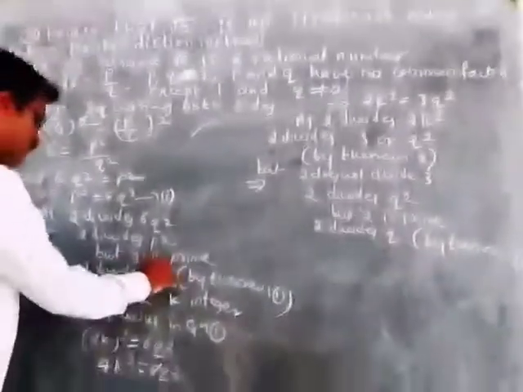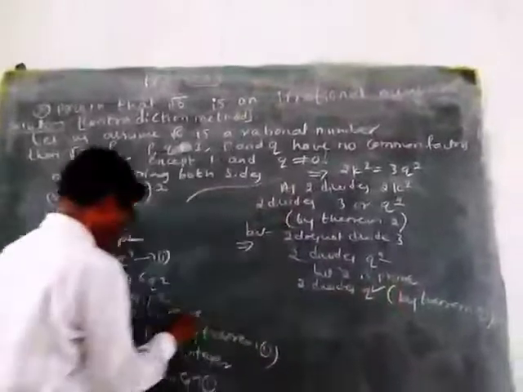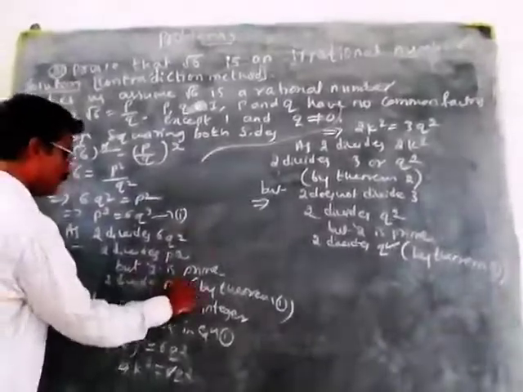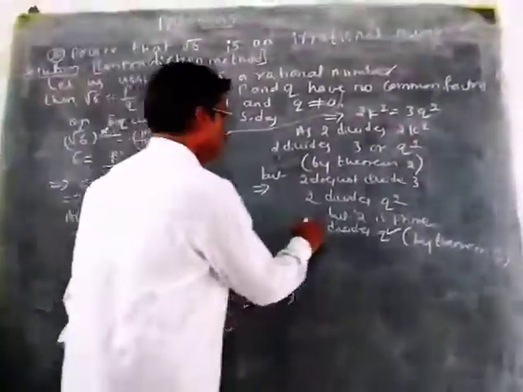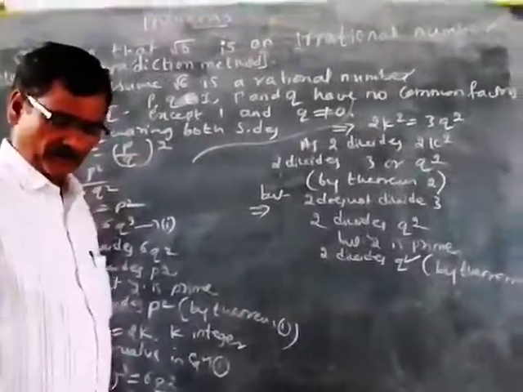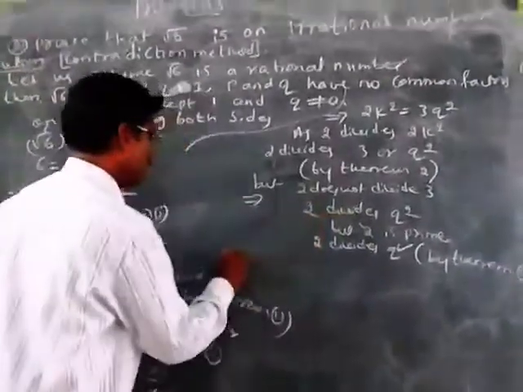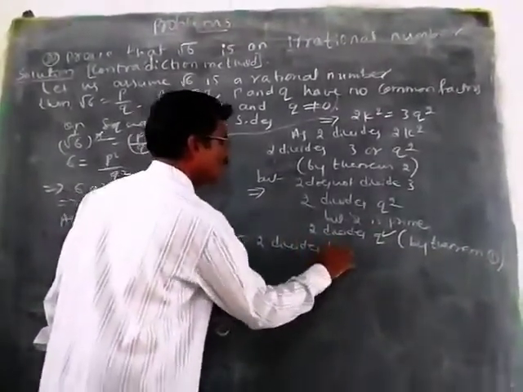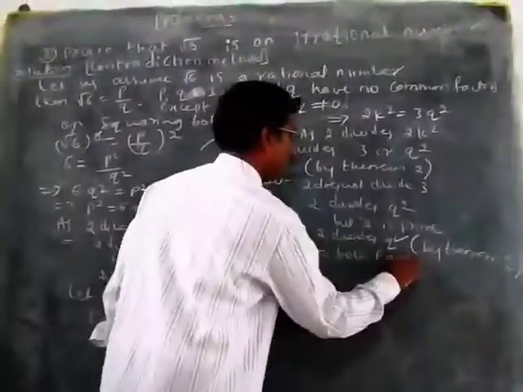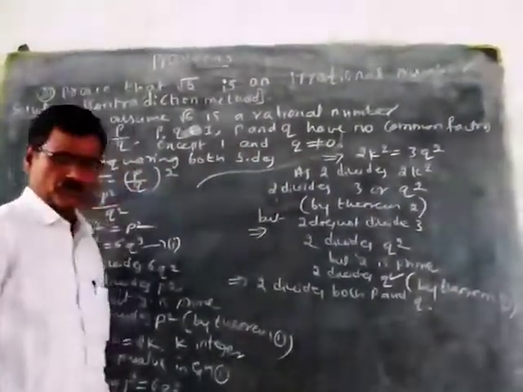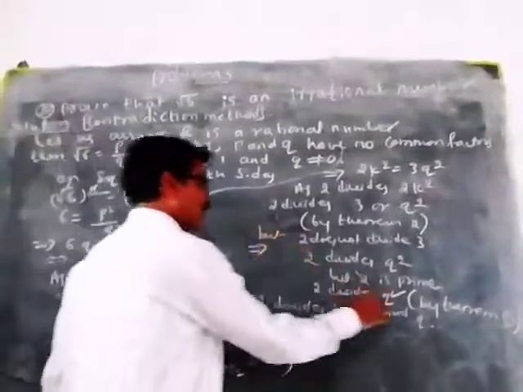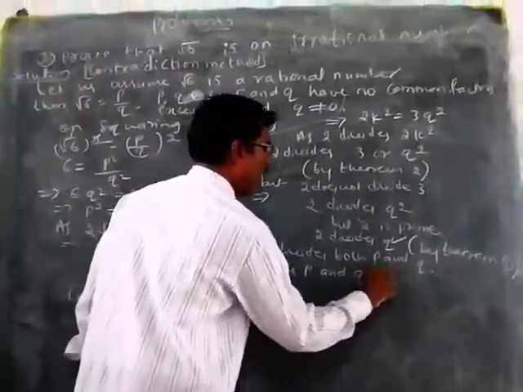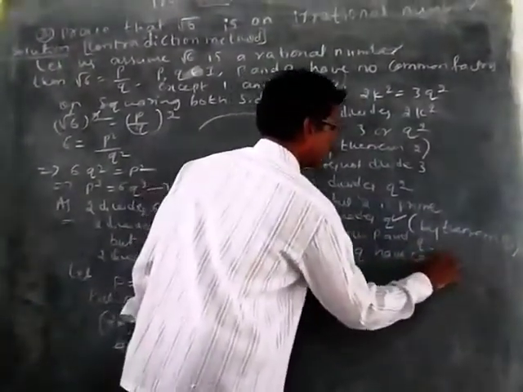Note that 2 divides P and 2 divides Q. This means 2 divides both P and Q. Thus P and Q have a common factor.